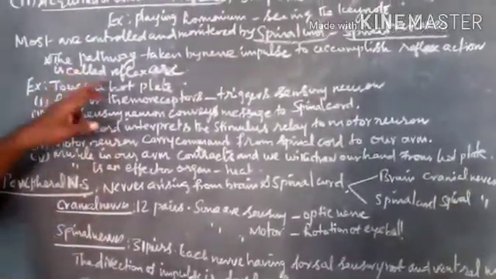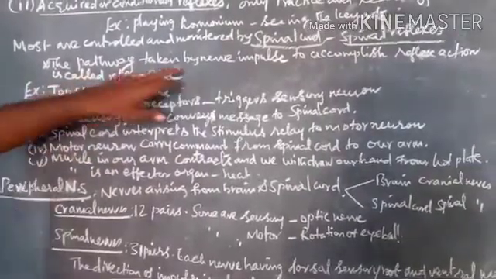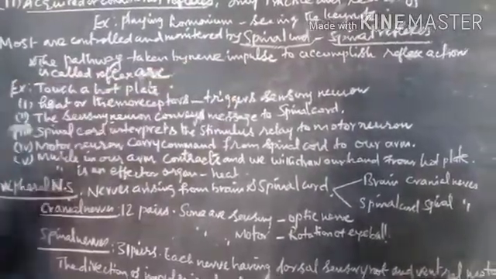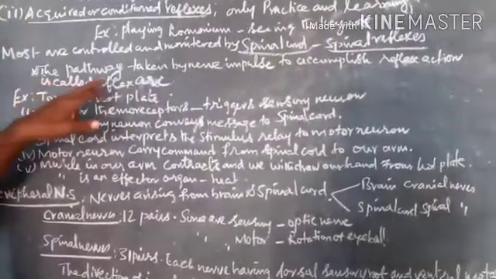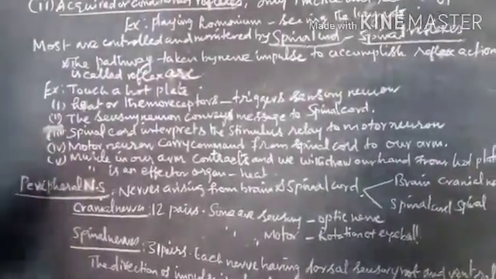Understand? The pathway taken by a nerve impulse to accomplish a reflex action is called a reflex arc. So how this reflex arc takes place, we see by an example.